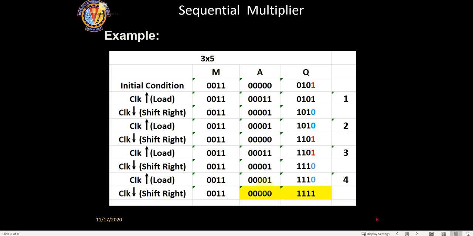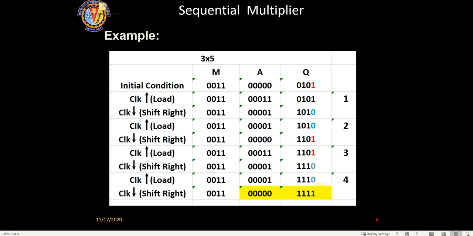Again in the negative edge of the clock, this data is pushed towards the right. So it is 0 0 0 0 0 here. So if you see, what is this? This is 15. At the end of the 4 cycles, the information I got is 15. Is it clear to all of you how this works?